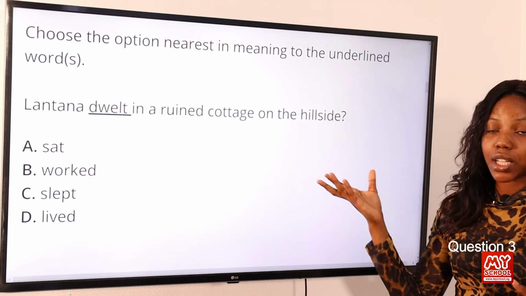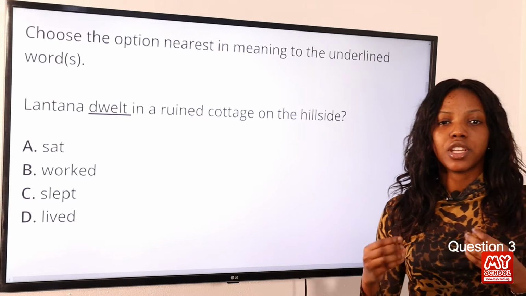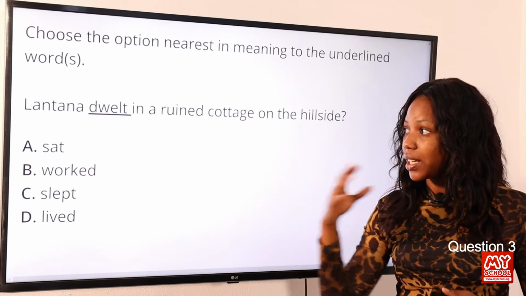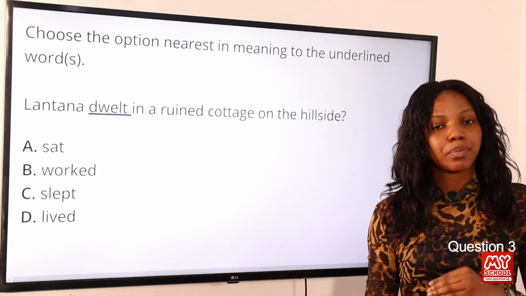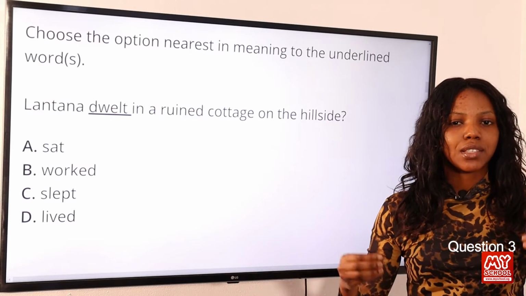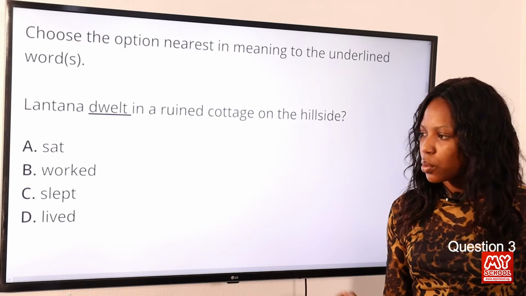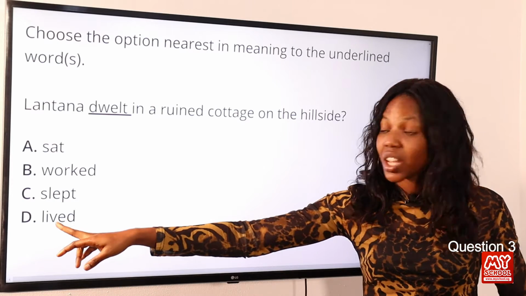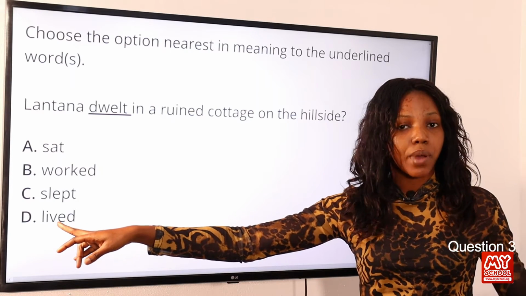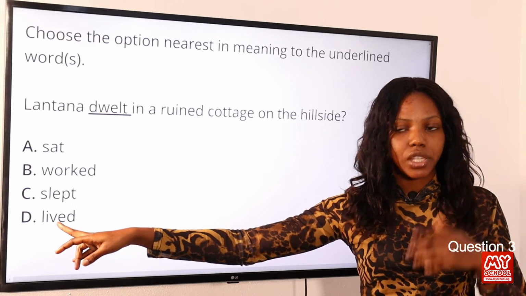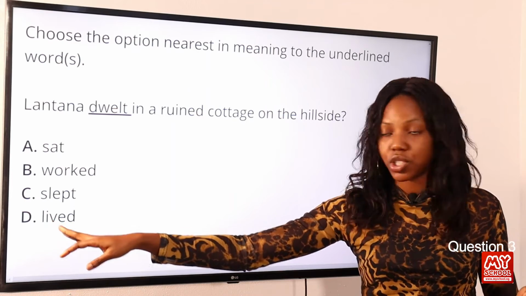So the instruction states that we should choose the option nearest in meaning to the word underlined, and the word underlined is dwelt, which is the past tense of the word dwell, and dwell is to live in a particular area. So we can see the word lived here, which can function as the past tense as well as the past participle of the word live. So the answer to this question is option D, lived.